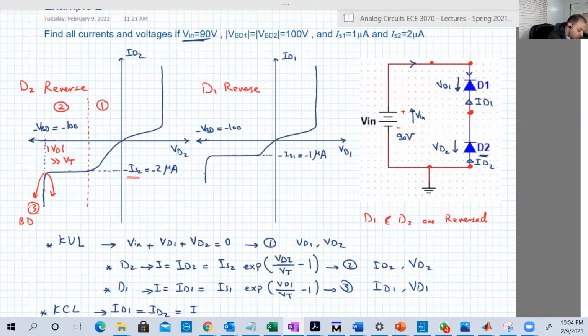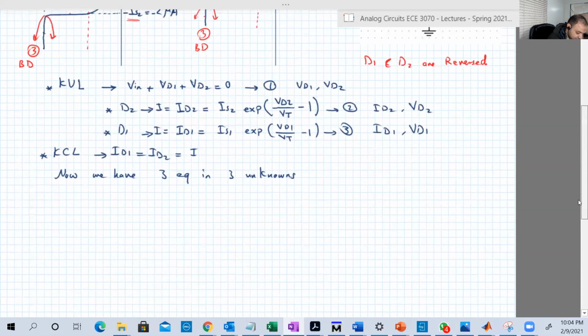And again, the same for D1. D1 might be here in region 1, or might be here in region 2 before breakdown, or might be in breakdown, region 3. So let's write down all the possibilities.